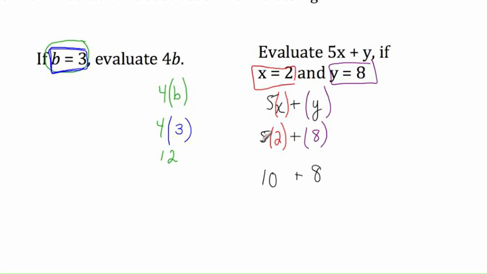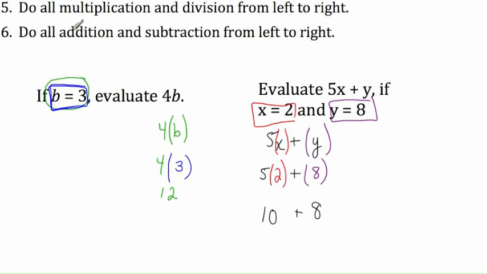And last, step 6 is to do all addition and subtraction from left to right. 10 plus 8 is 18. This is how you substitute the given values in for the variables.